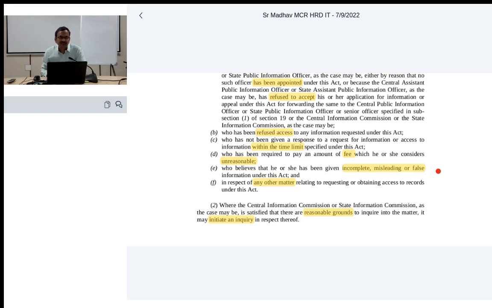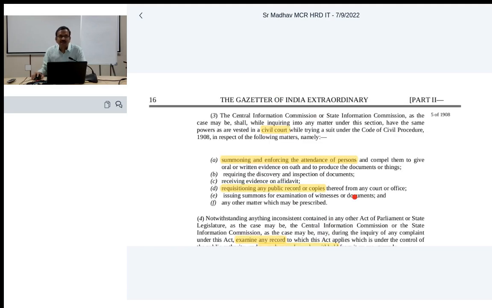Section 18.2 says that in case the commission is satisfied that there are reasonable grounds, it can initiate an inquiry. It can admit the appeal and start the inquiry. Section 18.3 says that, as usual, all the quasi-judicial authorities, like the Consumer Redressal Commission and Human Rights Commission, the Information Commission is also a quasi-judicial authority, but it has certain additional powers when you compare it with the other quasi-judicial bodies.